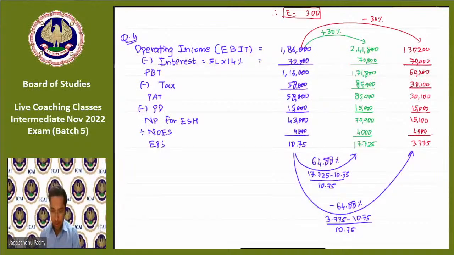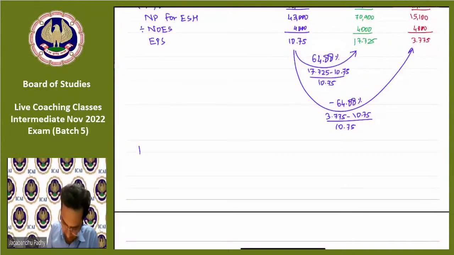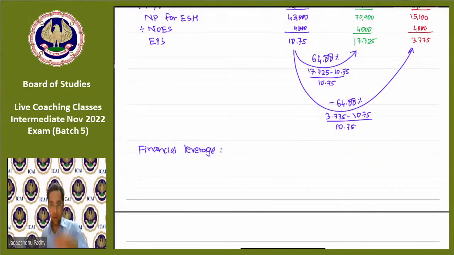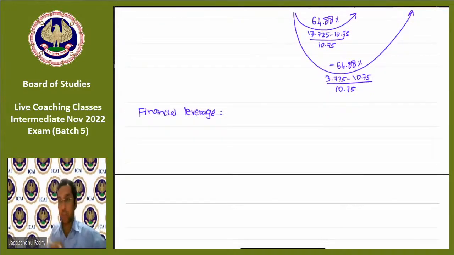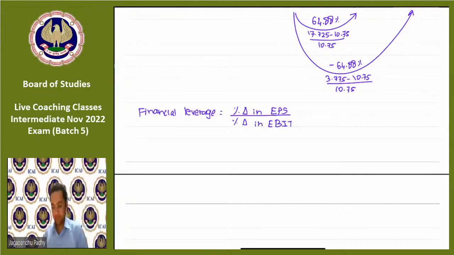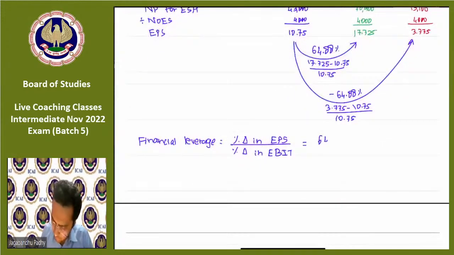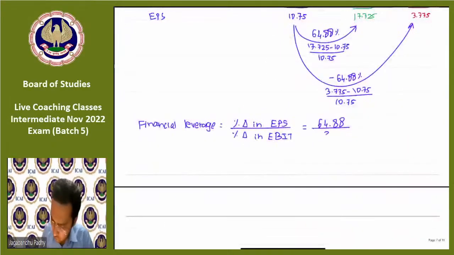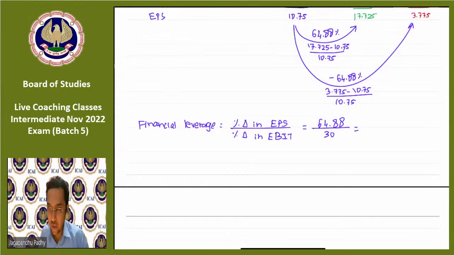Okay, so financial leverage needs to be computed over here now. Financial leverage will be, as we know, the original formula, not the shortcut one. I'm talking about the original formula. The original formula was percentage change in EPS upon percentage change in EBIT. Now, percentage change in EPS we know is 64.88. Percentage change in EBIT was 30. So, financial leverage will work out to be 2.16 times by the original formula.